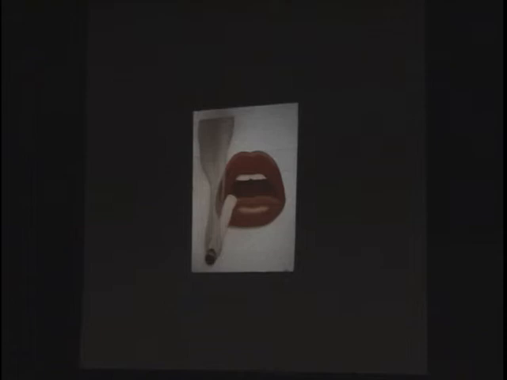Here we have Tom Wesselman, basically looking at advertising, looking at images of advertising, looking at how women are portrayed, especially in these series of women's mouths that he does and women smoking, and revealing the very obvious idea that sex sells. These sensual kind of images were designed to portray that kind of aspect of consumer culture.